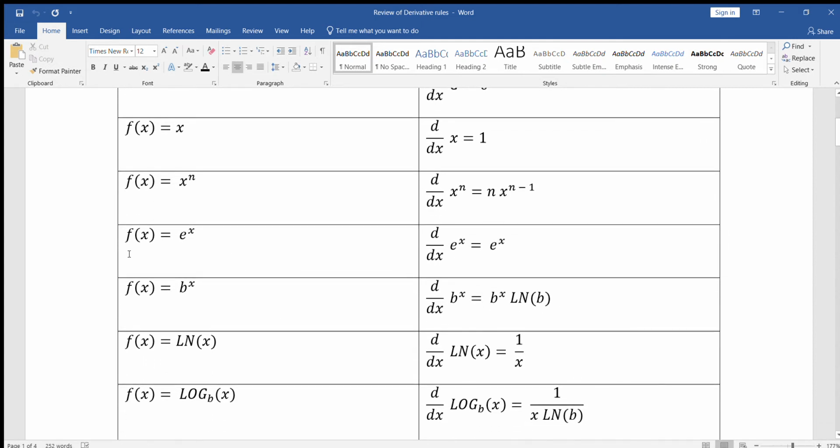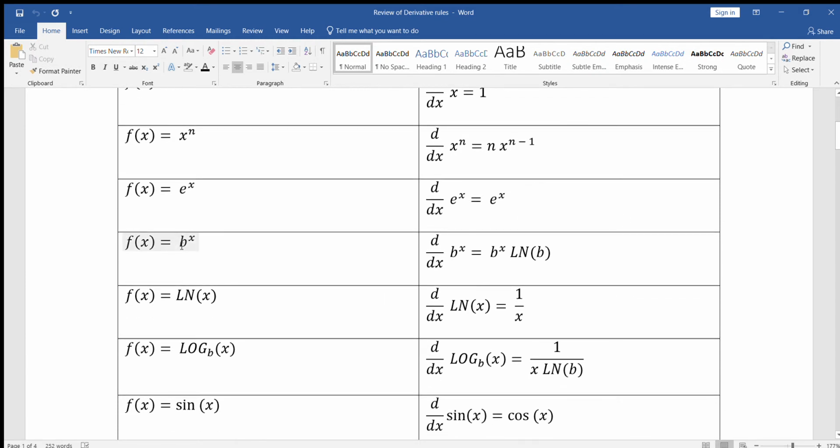Our next function, the derivative of e to the x. Remember, e is Euler's constant, 2.718, and it's a long decimal like pi. So the derivative of e to the x is e to the x. Now, if we have an exponential with a base number other than e, like a 2 or a 7, if I've got f of x equal to some base number b to the x, then the derivative of b to the x is equal to b to the x times the natural log of b.